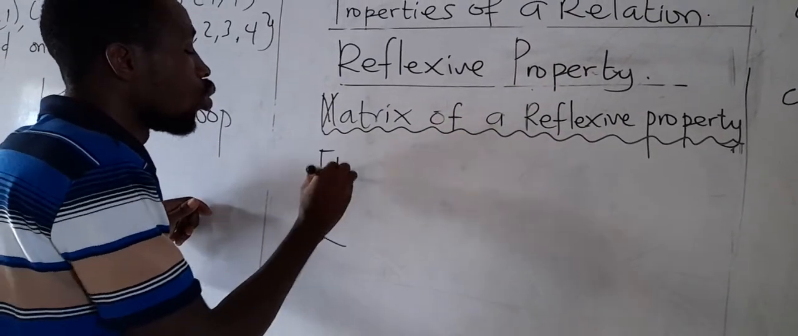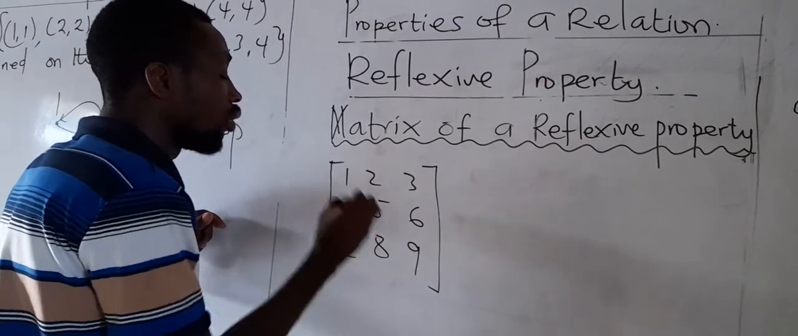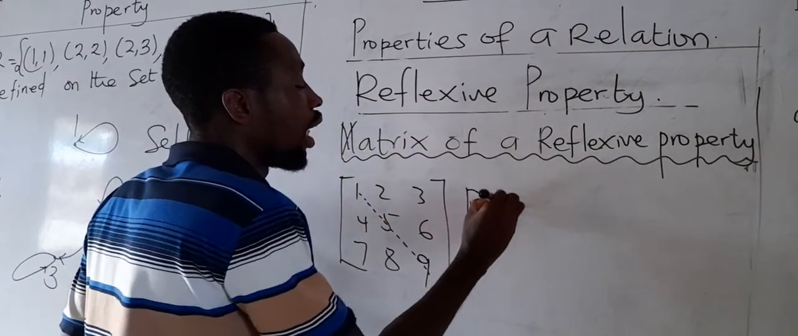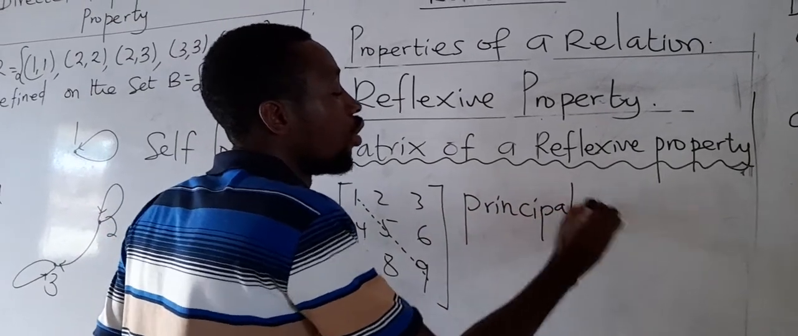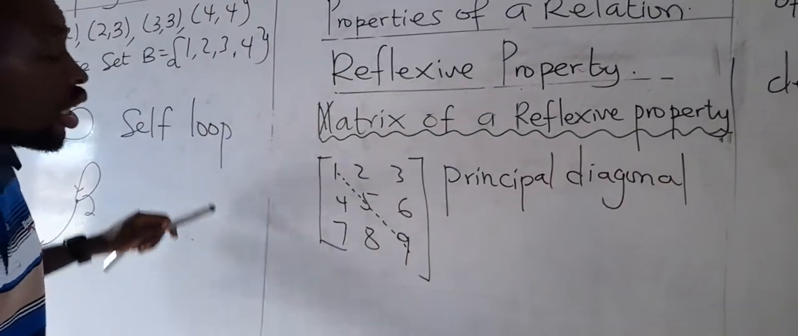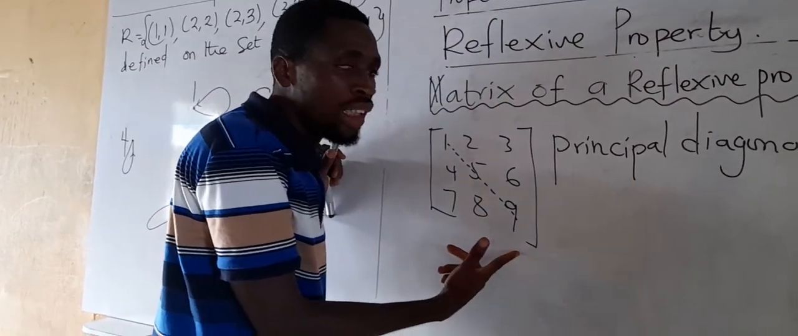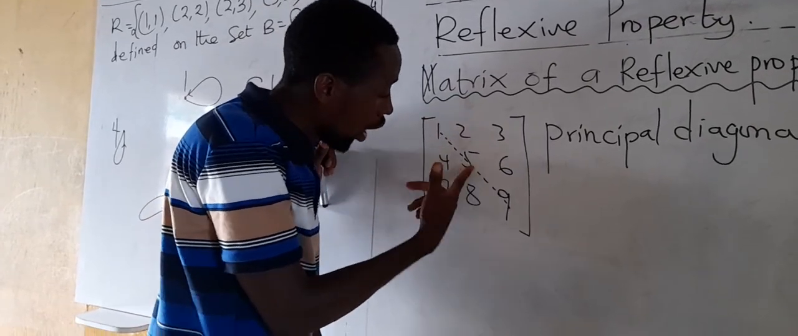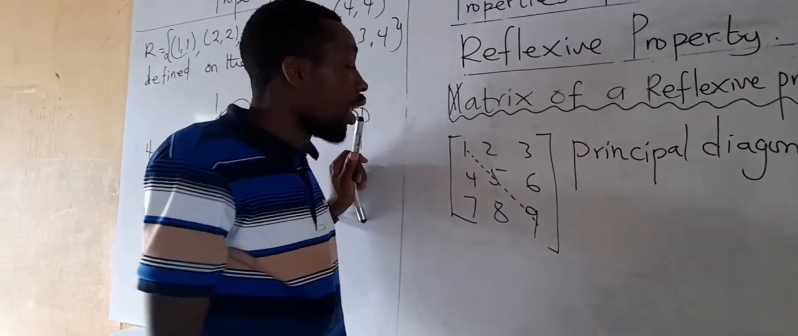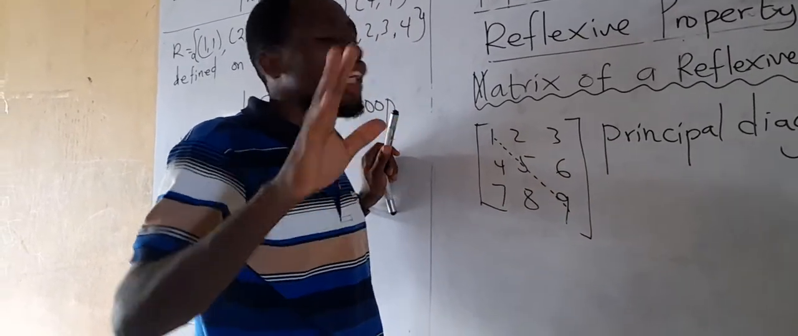See, if we have this matrix, maybe 1, 2, 3, 4, 5, 6, 7, 8, 9. These entries here, look at them, that's the principal diagonal. Very necessary. Now, how do you determine if a matrix for a relation is reflexive? Check all the entries in the principal diagonal. If they are 1, 1, 1, 1, then that matrix represents a reflexive property. If all the entries in the principal diagonal are not 1, then it does not represent a reflexive property.